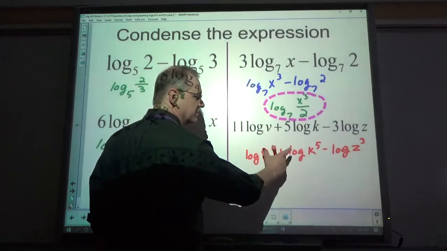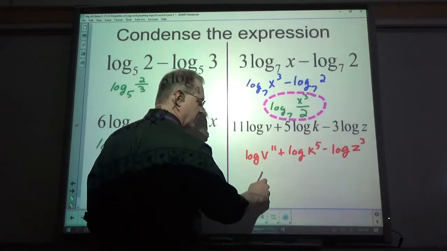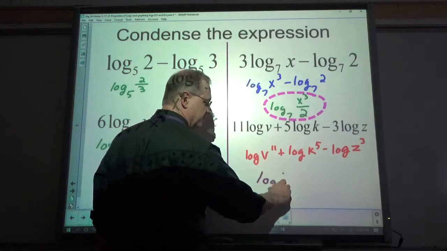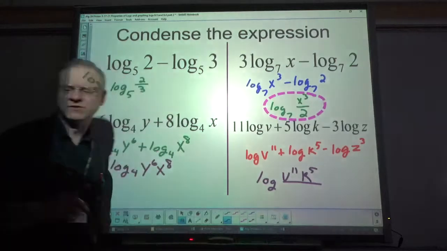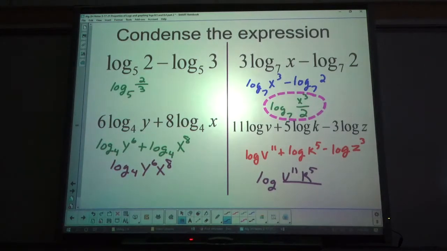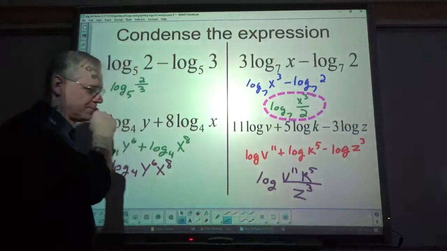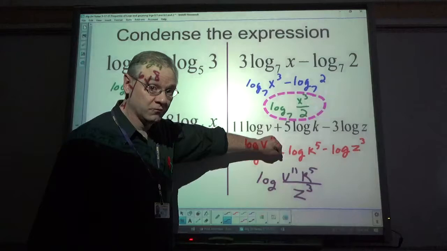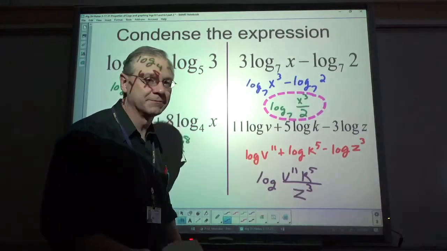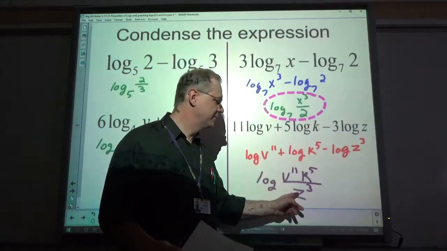Addition becomes multiplying, and subtraction is division. So I'm going to do this all in one. Log of v to the 11, k to the 5 over z to the 3rd. And there is your final answer. Now I could have done this together first and then separately put it on the bottom, but all in one, I'm multiplying these two and dividing by this one.